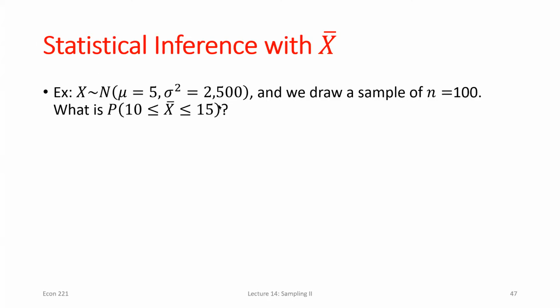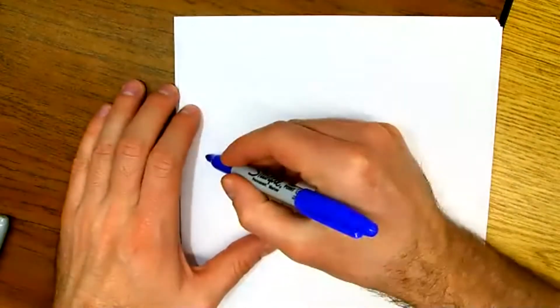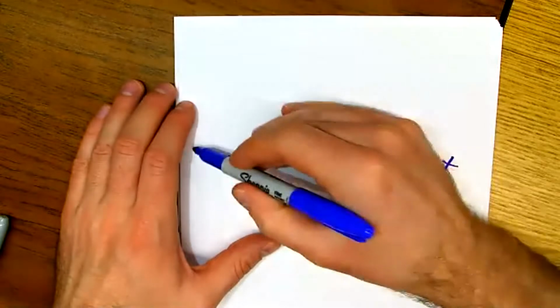So let's say I've got some variable x. It's normally distributed. It's got a mean of 5 and a variance of 2,500. We take a sample of size 100. What's the probability that the sample mean I see is somewhere between 10 and 15? Okay. So what's the setup going to look like here? We have this original variable x.